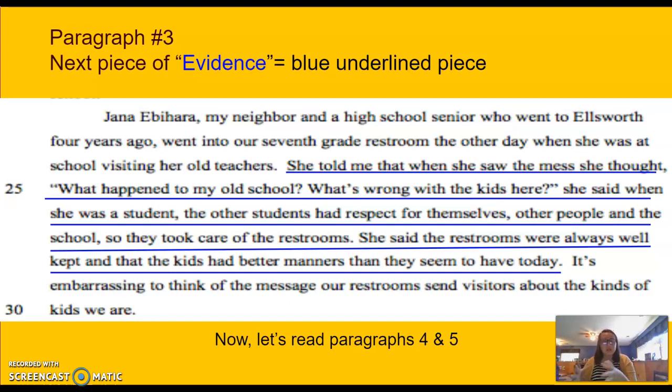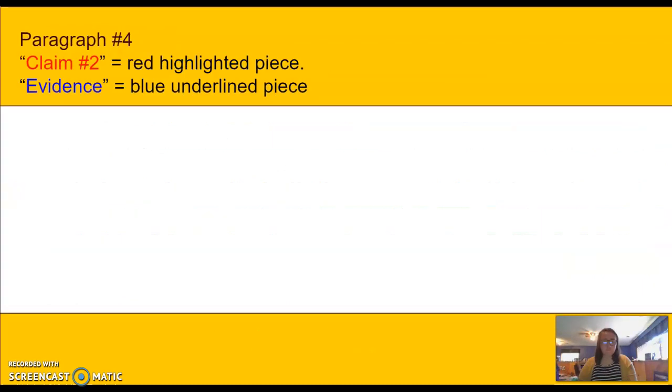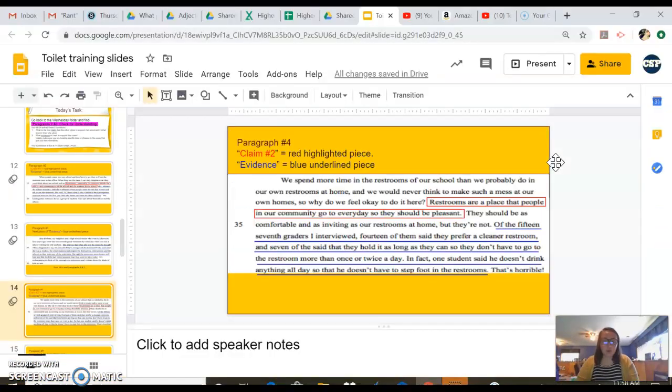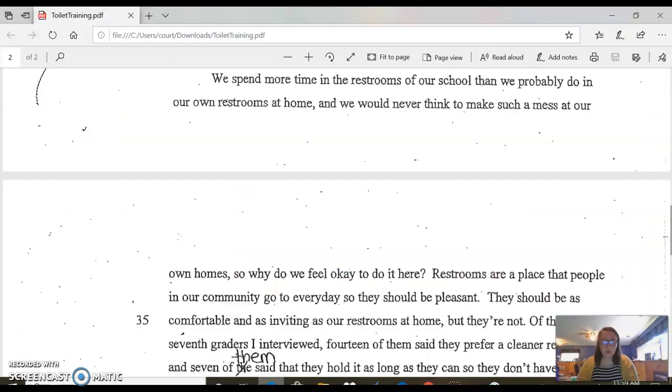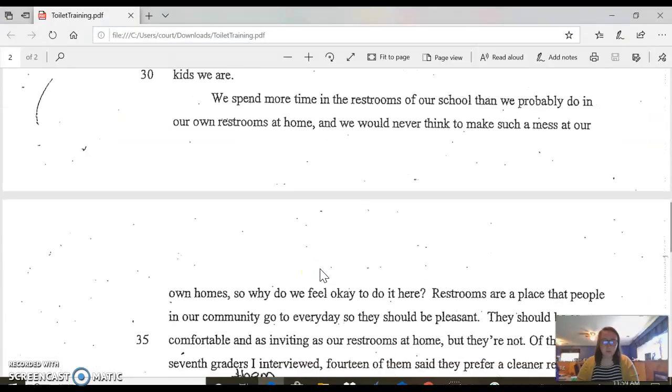All right, so we can see clearly outlined the claim, bathrooms are representative of the school, and evidence from two different people to show that bathrooms are indeed representative of the school, and their bathrooms aren't doing a great job at that. You can see how that evidence really supports the reasoning and creates the foundation of the paragraph. So that's a great model of what that looks like. We'll go in and read the next two paragraphs, and we'll just whip through that stuff as well.